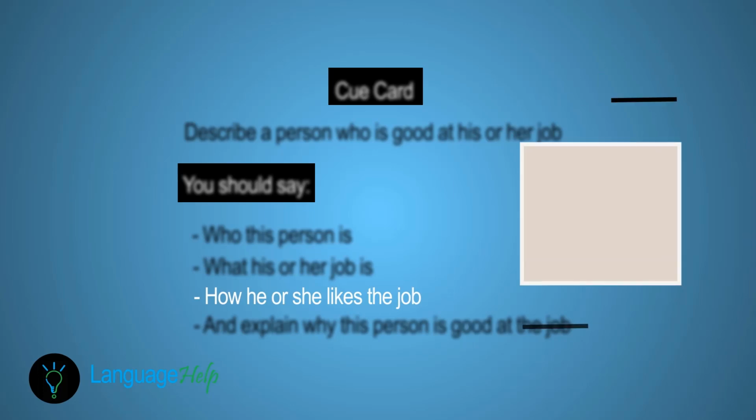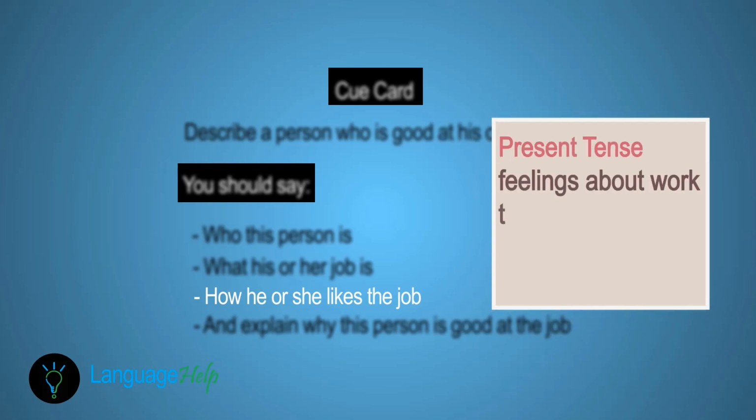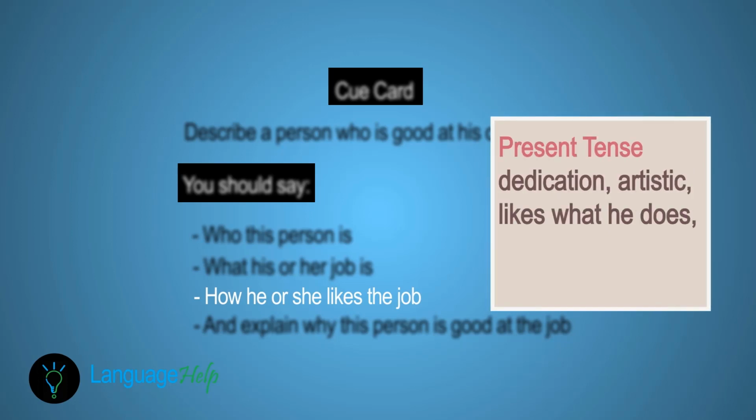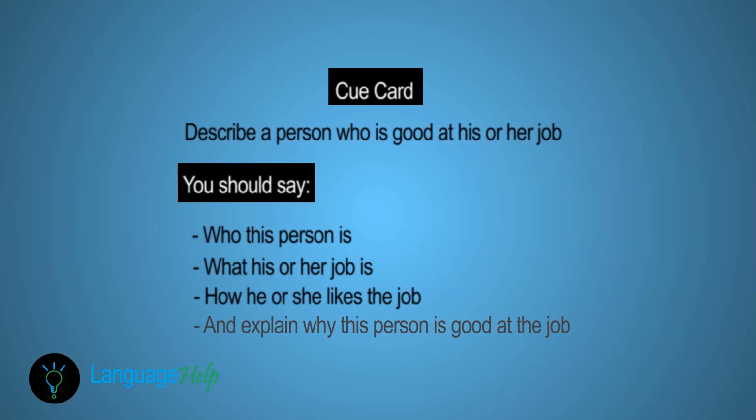The next cue asks me to talk about how he or she likes their job. Again, I establish the tense. In this case, I will use the present tense. I also need to remember vocabulary about feelings in relationships. I will need to describe the relationship this person has with their job. I need words such as dedicated and hardworking.